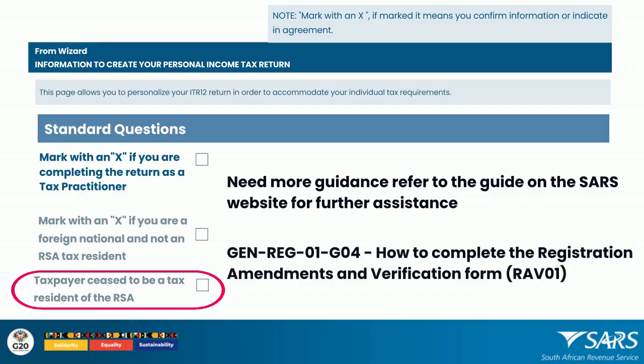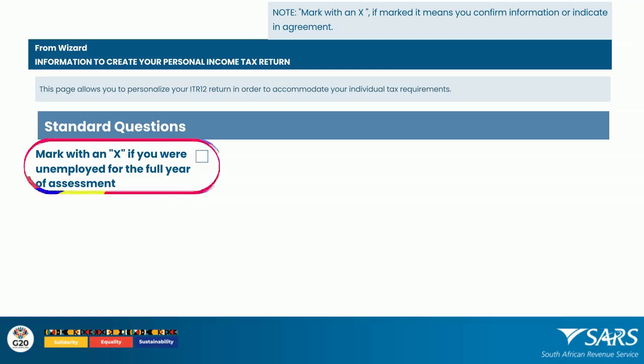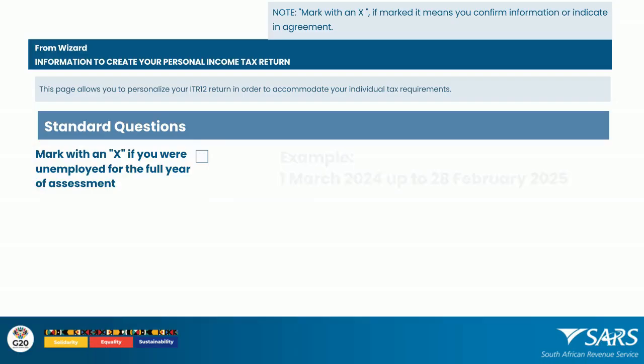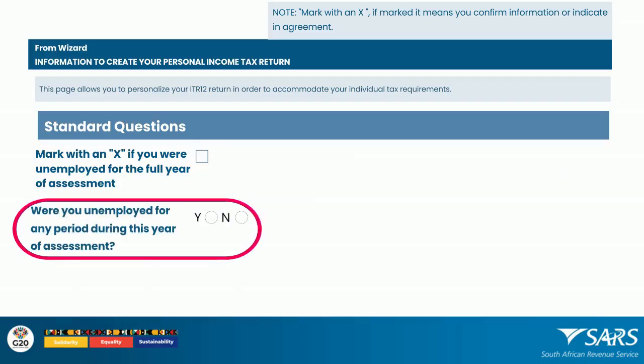The next question will ask you to mark with an X if you were unemployed for the full year of assessment. This refers to the period from the 1st of March up to the end of February the next year. The next question asks you if you were unemployed for any period during this year of assessment.